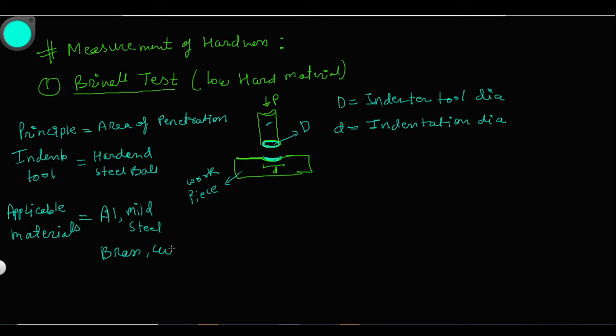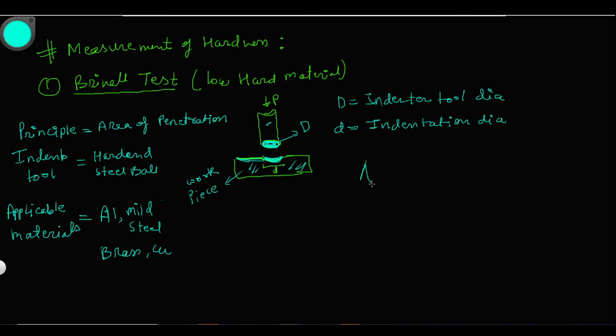One thing you will note here, that the hardness or the strength of this indenter tool should be higher than the material whose hardness we want to calculate. So here hardened steel ball is used, and this workpiece material is aluminum, mild steel, brass and copper. This strength is less than hardened steel, so that's why we can punch here. Okay, so keep in mind.